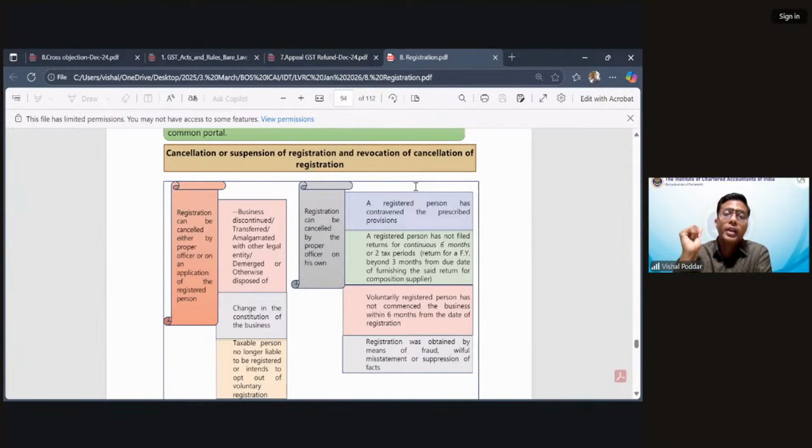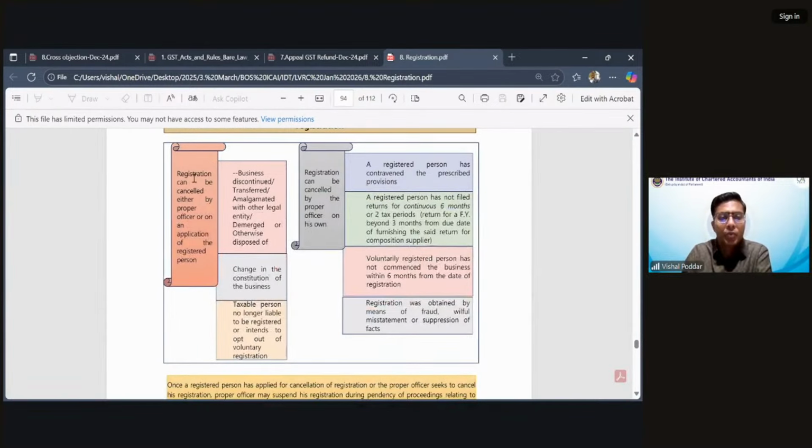Second is where the cancellation is done suo motu by the department. Now, when this cancellation is done suo motu by the department, one, where the department feels that, okay, that person is, let us say, person has expired or the business is discontinued, so registration is not required. Or two, the taxpayer is engaged in some fraudulent activities. In any of these cases, the department may proceed for suo motu cancellation. Now, what are the points?